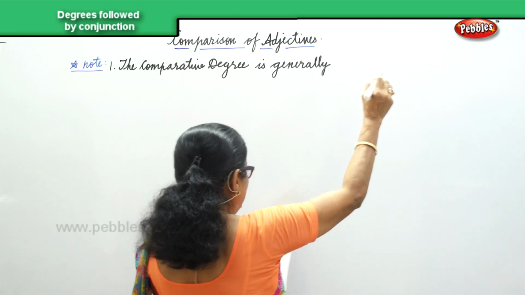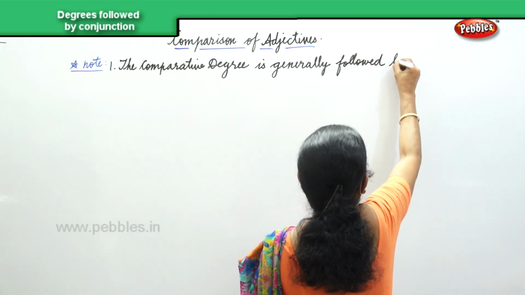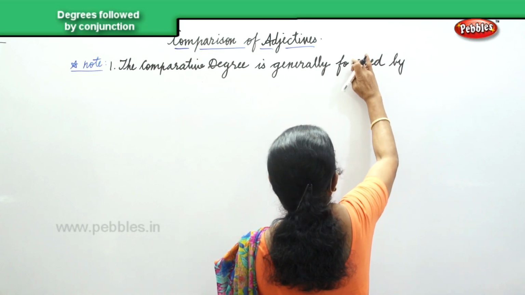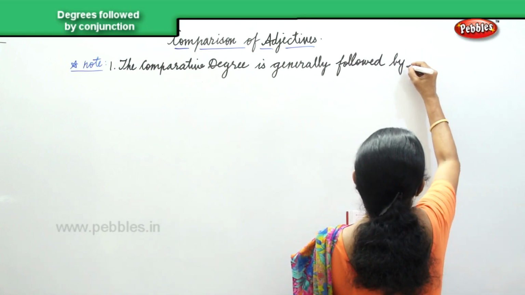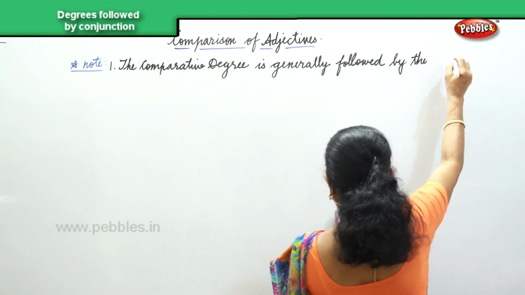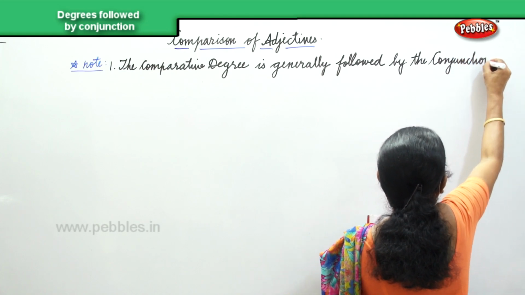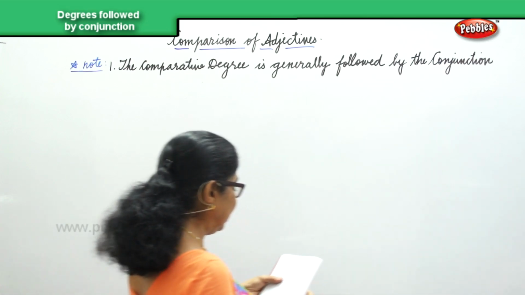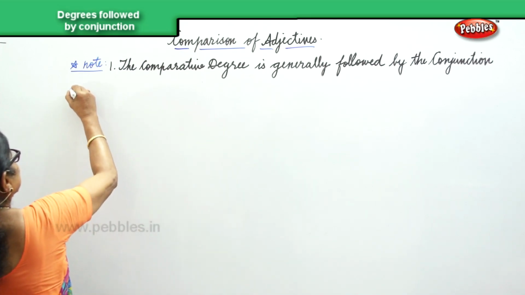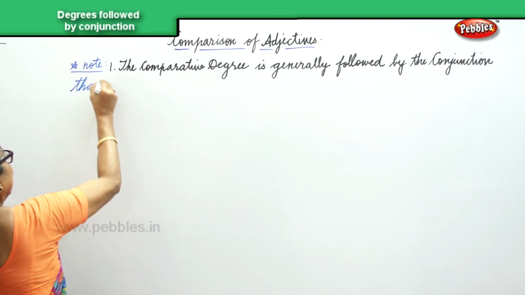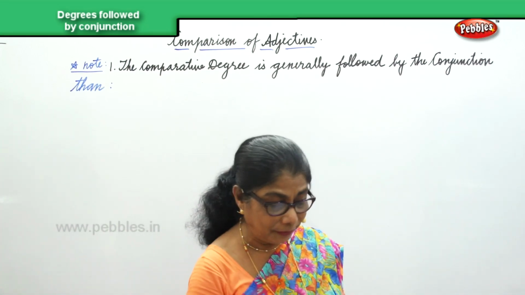is generally followed by the conjunction than. Okay, than. Now, let's look at the sentences I have, then you'll understand.